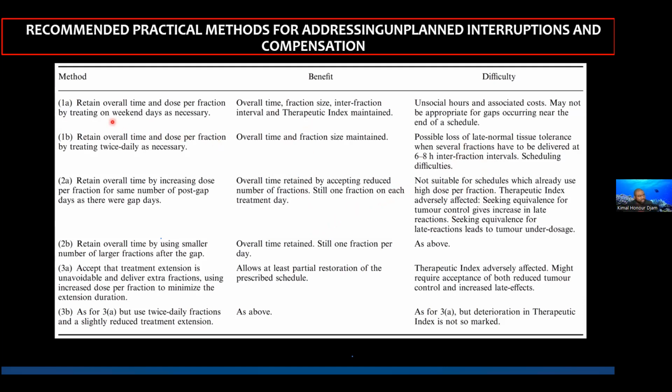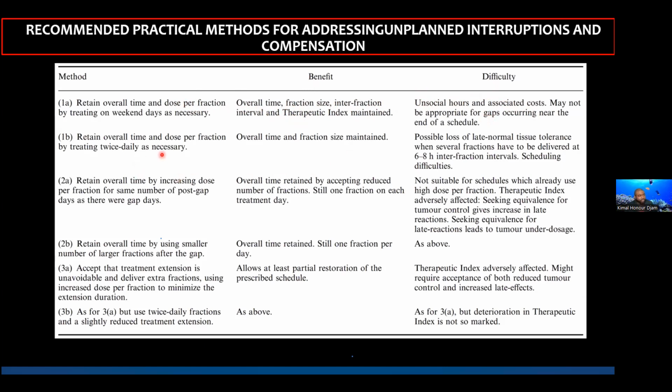We could either retain the overall treatment time and the dose per fraction by treating on the weekends if necessary. Now, the benefit of this approach is that the overall treatment time, the fraction size, the interfraction interval, and the therapeutic index are maintained. But the challenge that we face is the fact that we have to work over weekends. There is increased cost because the therapists need to be paid overtime. And this may not be appropriate depending on where the gap occurs at the point of treatment.